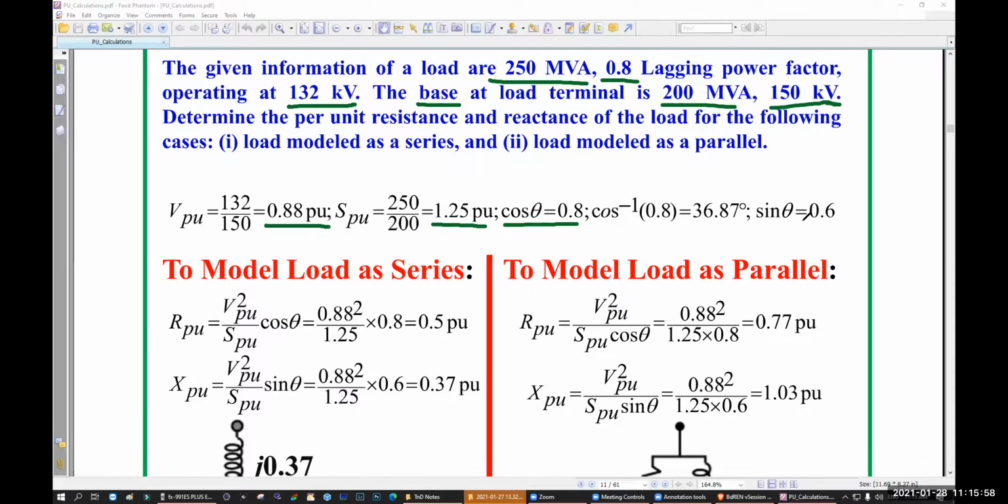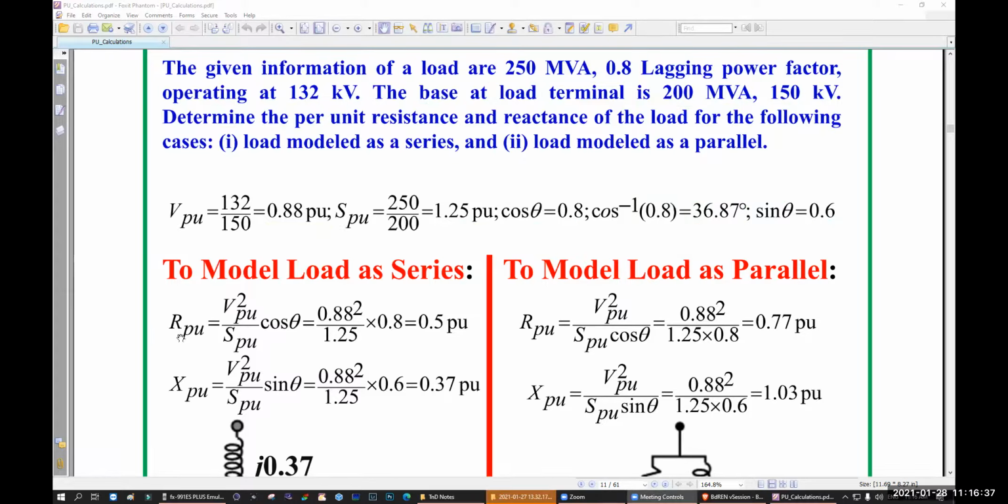Now what is your sin theta? That is a bit tricky because you have to find out the theta first. Right? This is the theta. Theta is equal to cos inverse 0.8. So 36.87. Now you put that into the sine, then you got 0.6. Okay, everyone? Do you understand how this is done? Yes, sir. Normal trigonometry, right? You know it. So from here you will find out the theta, then put the theta into the sine, then you will get 0.6. Now everything is done.